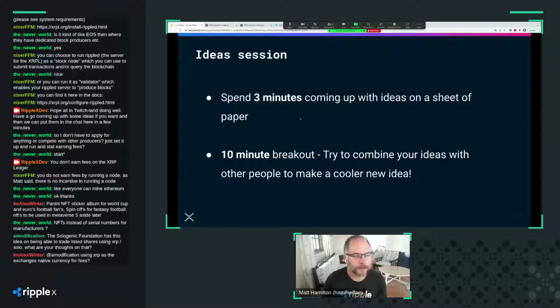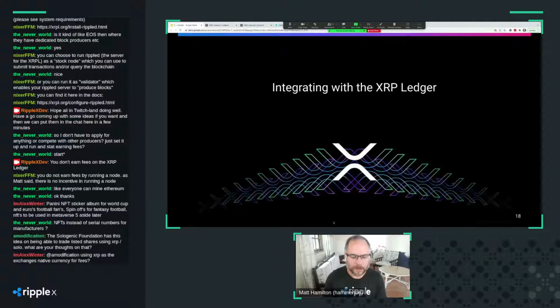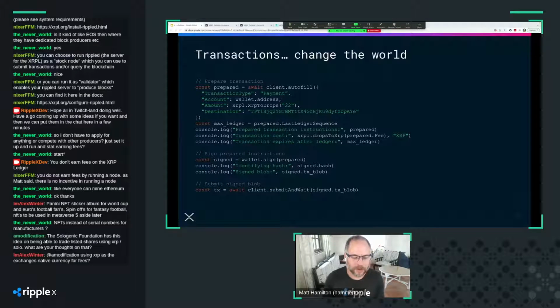So that was good, just to get some people coming up with some ideas there. So, integrating with the XRP ledger. How do you go about integrating with the XRP ledger? There's effectively two things you can do with the XRP ledger: transactions and requests. Right? Transactions change the world, and requests observe the world and read from it.